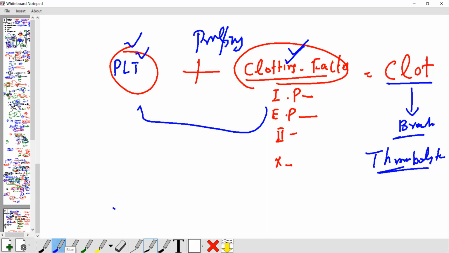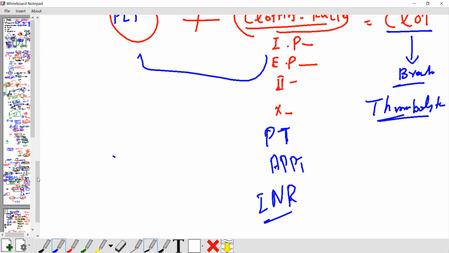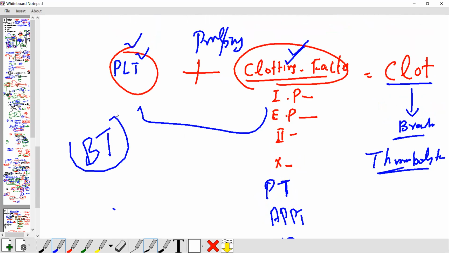When you are using the drugs working against clotting factors, you must monitor PT and APTT, and the ratio of these two is known as INR. So we must control this. If you are using antiplatelet, then you must repeatedly perform the BT test to check it. If BT is prolonged, then you need to stop the antiplatelet. If PT is prolonged, then you need to stop the anticoagulation drugs.